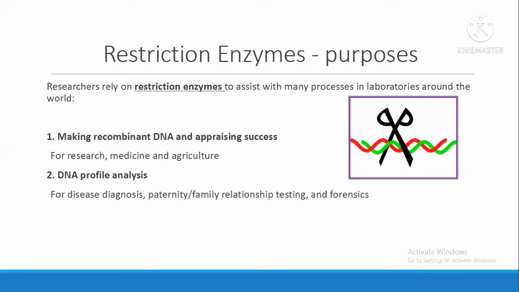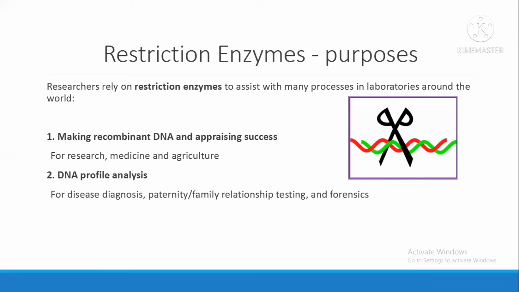It is used for research, medicine, and agriculture, because through recombinant DNA technology we find a lot of medicine, and we use it in many agriculture processes. We have many examples, like golden rice, which is the best one here. The next application is DNA profile analysis for disease diagnosis, paternity, family relationship tests, and forensic tests, etc.